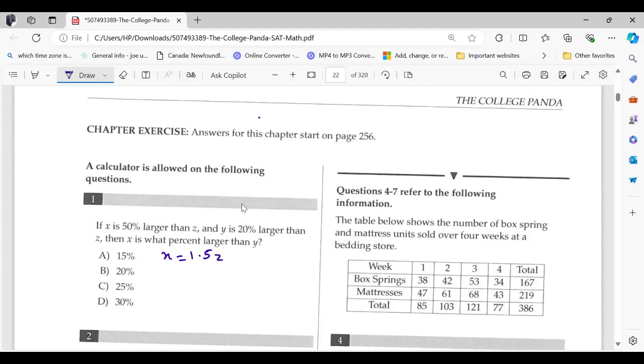So now remember, if there is an increase, we are adding to 100. So 100 is the standard, so we add 50. That gives us 150%. So that 150% is 150 over 100, which is 1.5. That's our multiplier. Now, Y is 20% larger than Z. So Y is larger by 20%. Okay? So this is what we'll get.